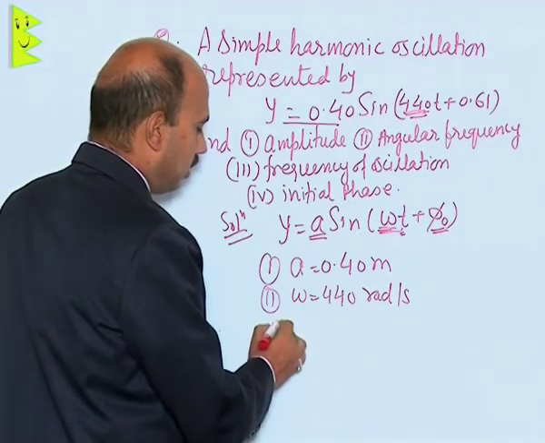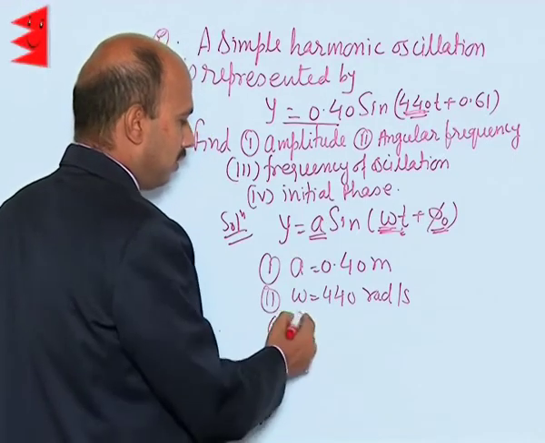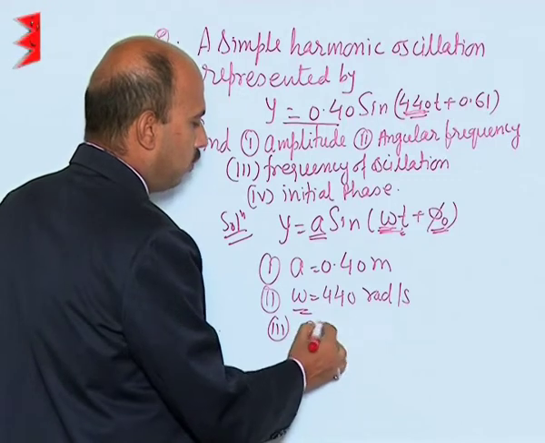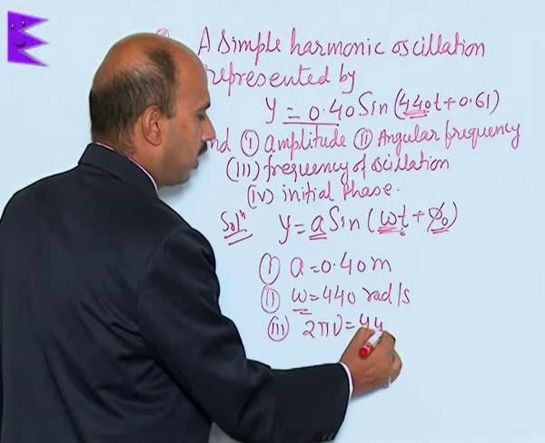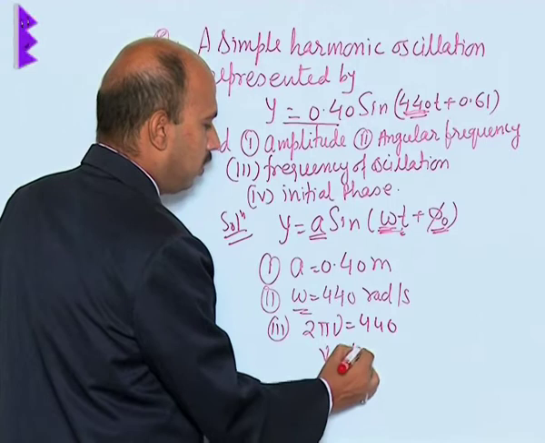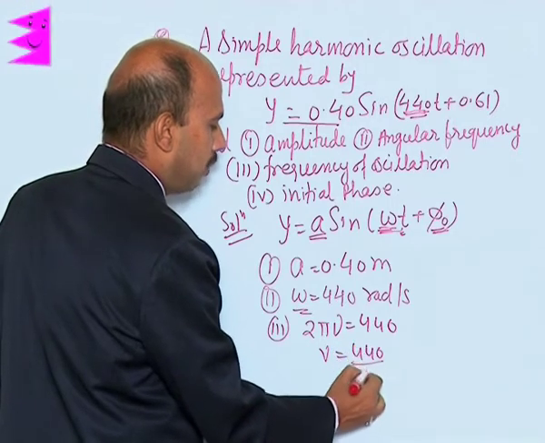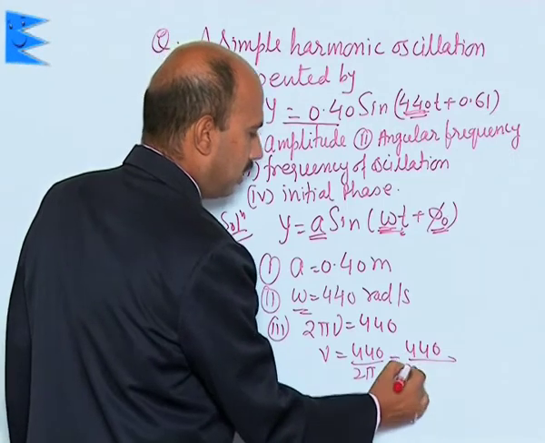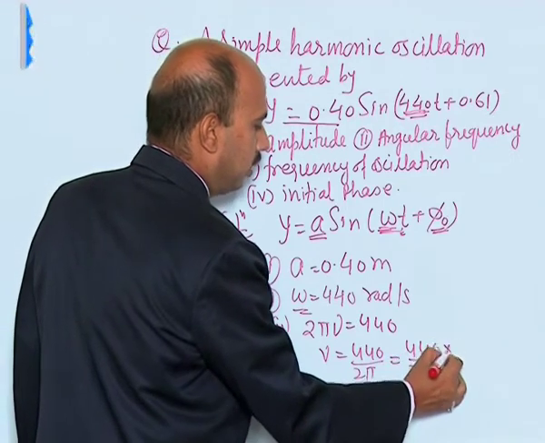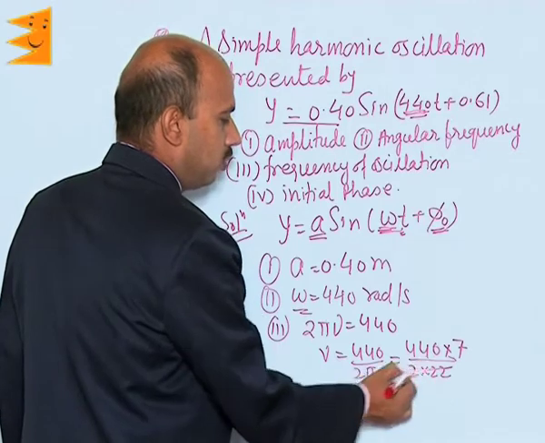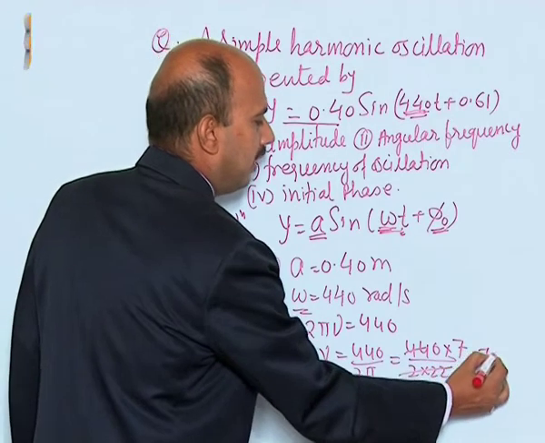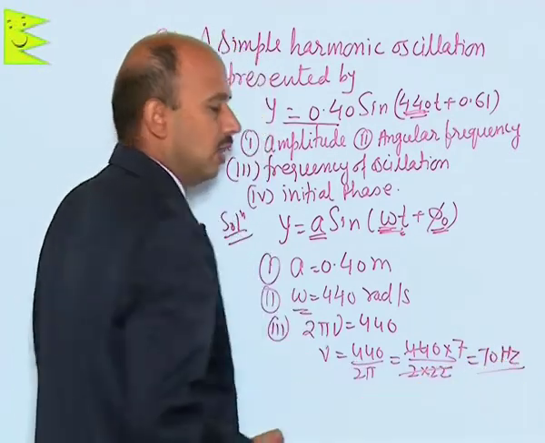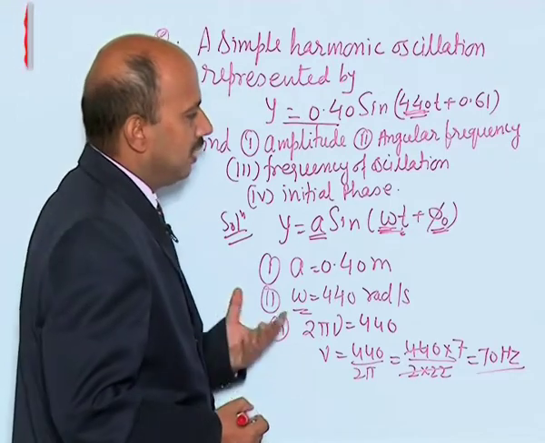Third one, we can get frequency from here. So, we know 2 pi nu is equal to 440. So, nu is equal to 440 divided by 2 pi, that is 440 divided by 2 into 22 over 7. So, this will get cancelled, 70 hertz. So, the frequency is coming here 70 hertz.